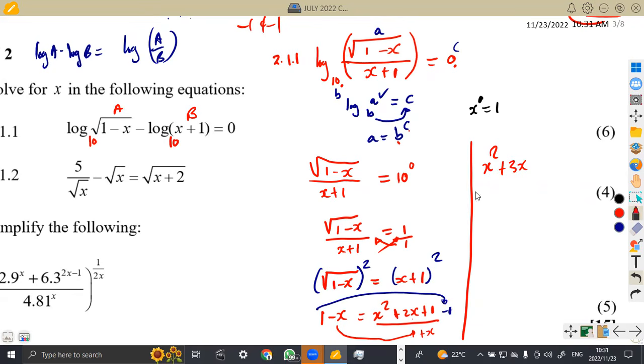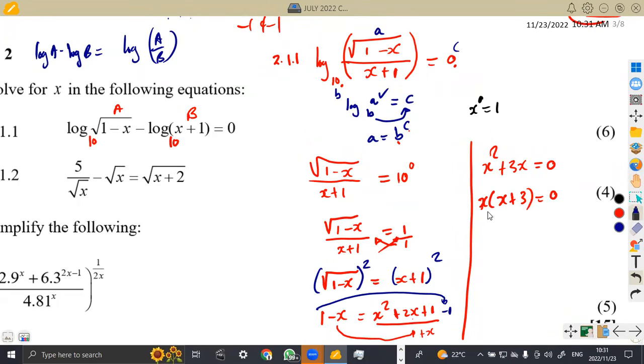So 1 minus 1, that's a 0. So this is going to be a 0. We do not have anything there. All right, so that's what we have. x squared plus 3x is equal to 0. How do we solve this? We can factorize. x is common. If we factor out x, x squared divided by x, that's x. 3x divided by x, that is going to be 3, equal to 0.